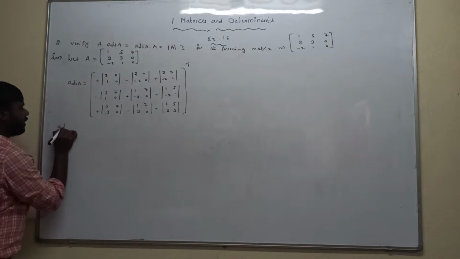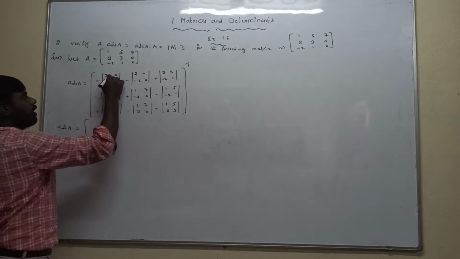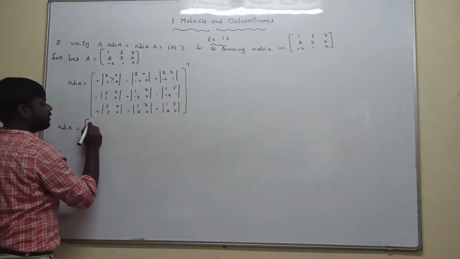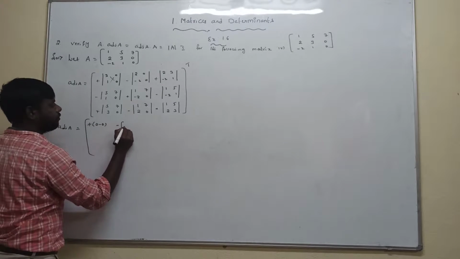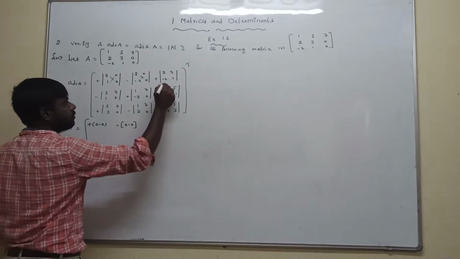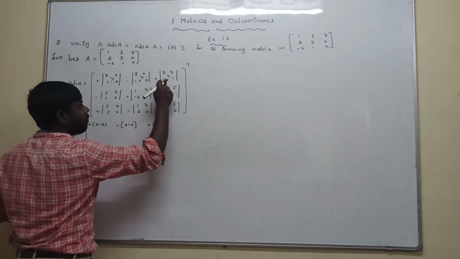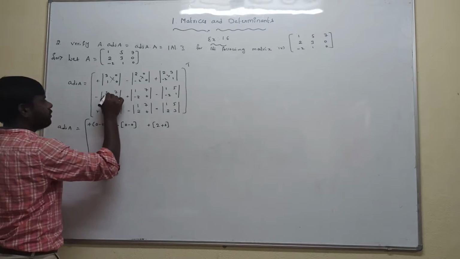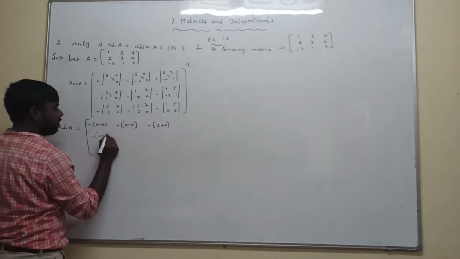Now we need to simplify this. Cross multiplication: 3 into 0 is 0, minus 1 into 0 is 0. Next, minus of 0 minus 0. Next, plus of 2 into 1 is 2, minus 2 into 3 is minus 6, minus of minus is plus 6. Next, minus of 5 into 0 is 0, 1 into 7 is 7.